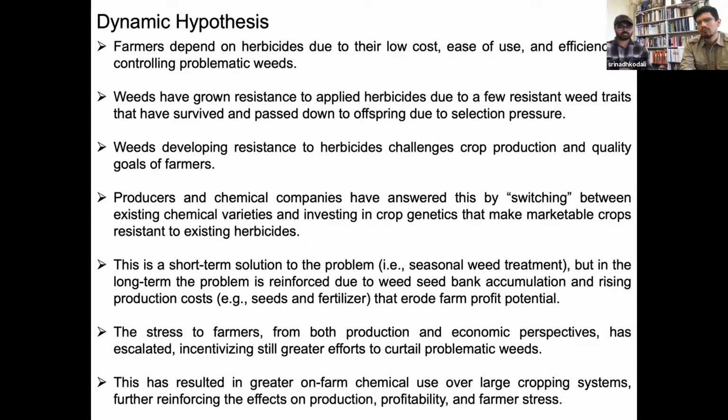the long term, because of the more weed seed bank accumulation and the rising of the production costs, it puts economic and production stress on the farmer, which makes him use more and more chemicals on the farm. So that's our dynamic hypothesis in brief. And now I'll hand over the presentation to Chris to discuss the model and the results section.